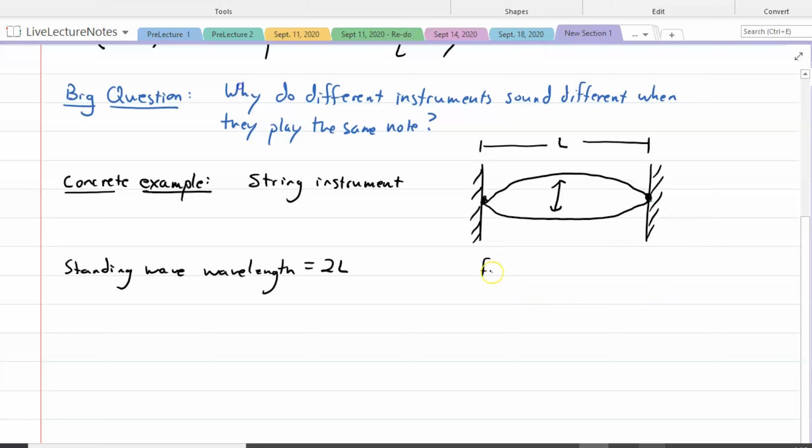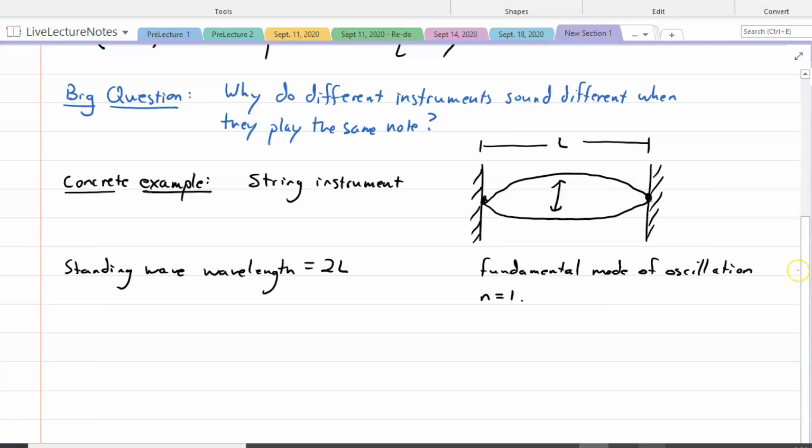So we call this the fundamental mode, a fundamental mode of oscillation. We usually label it with a number, n equals 1. And the question is, if the string was to vibrate in this way, what sound would you hear?